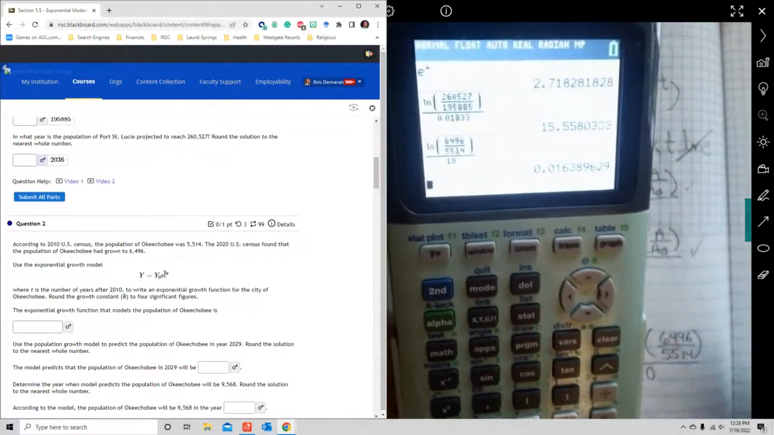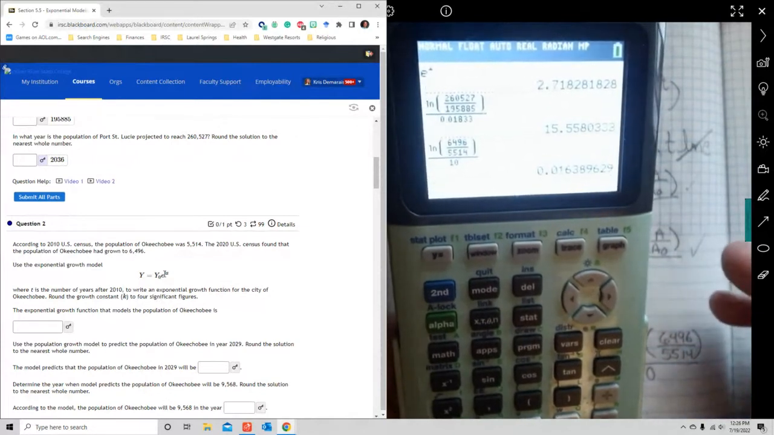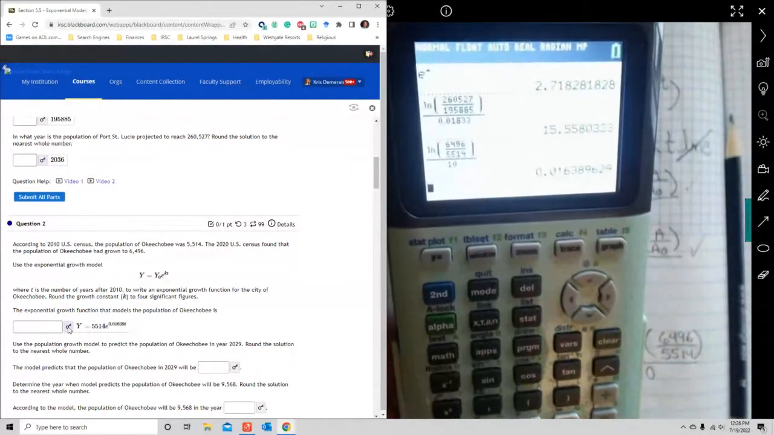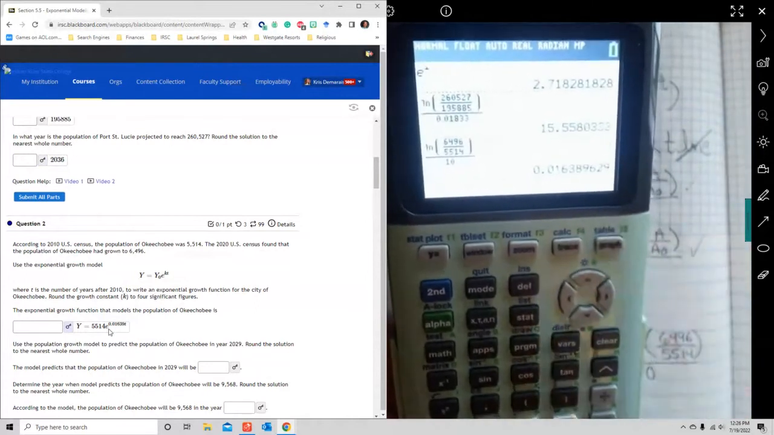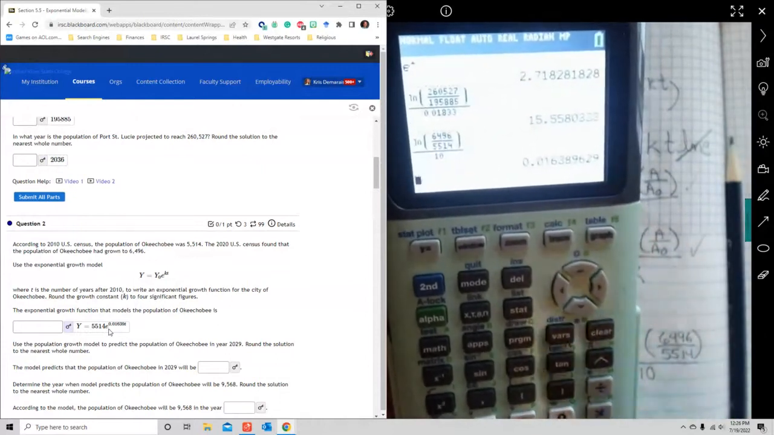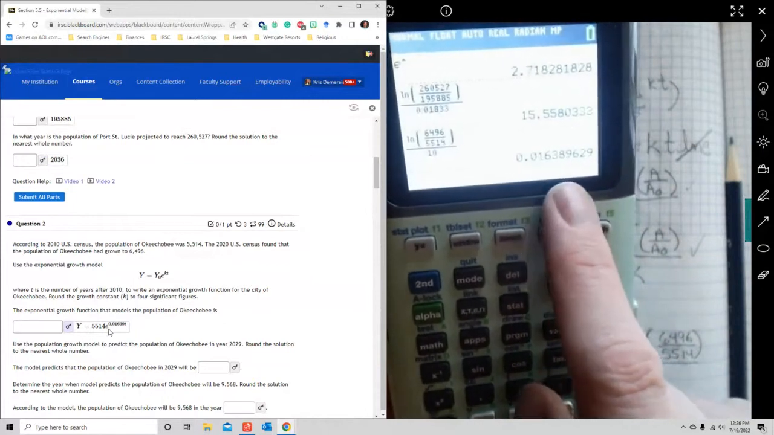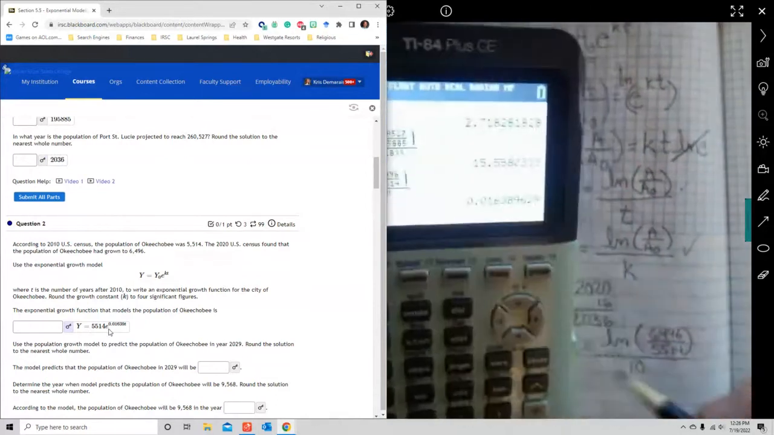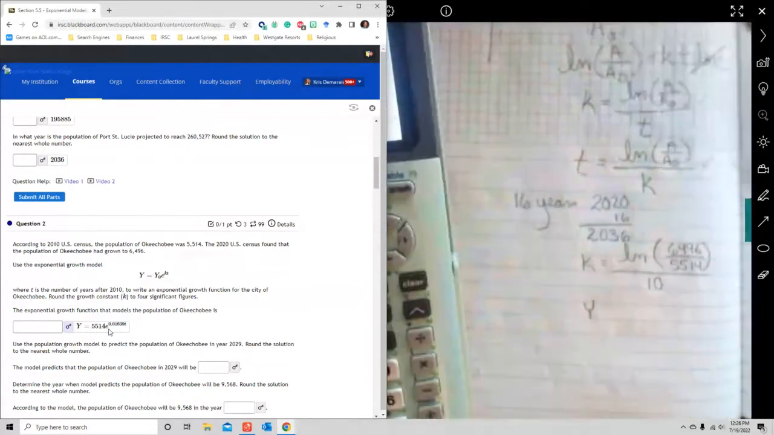But it says right here, where t is the number of years since 2010, write the exponential growth function model. It says 4 significant digits. So I'm going to show you what 4 significant digits means. The 1639 is the significant digits. The zeros aren't adding significant digits. So we have it as 0.01639.